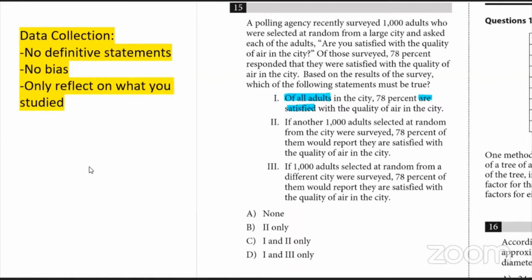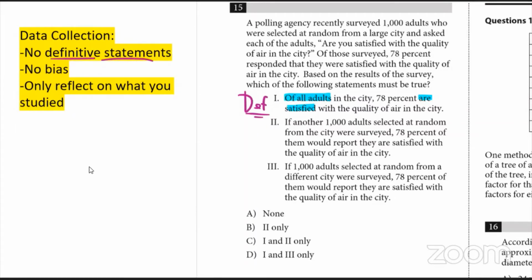So it would appear that of all the adults in the city, 78% would be satisfied, if we used a word like "it would appear." So this is the idea of the definitive statement. And 1 is definitely a definitive statement. To not be a definitive statement, it would have to say, it is likely that 78% of the adults in the city would be satisfied based on the chart, based on the research.